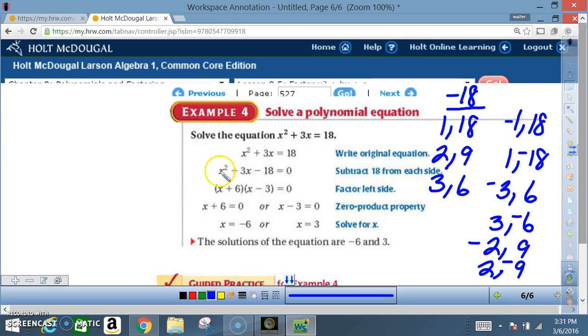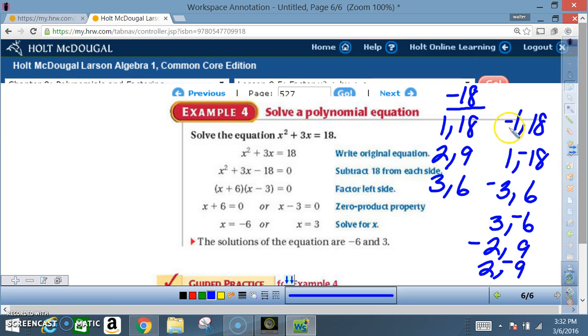Okay, now that I have my equation equal to 0, I'm going to factor the left-hand side. So I got x squared plus 3x minus 18. I know I have to get to negative 18 through multiplication, but a positive 3 through addition. Anything both positive makes no sense, because one has to be positive and one has to be negative. Notice 1 times 18 is a positive 18, 2 times 9, positive 18, 3 times 6, positive. So that makes no sense there.